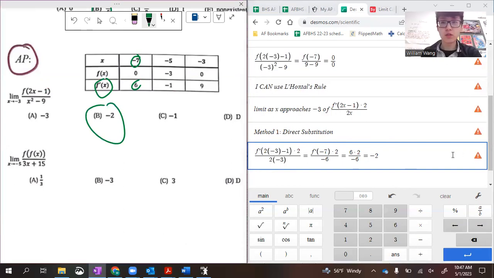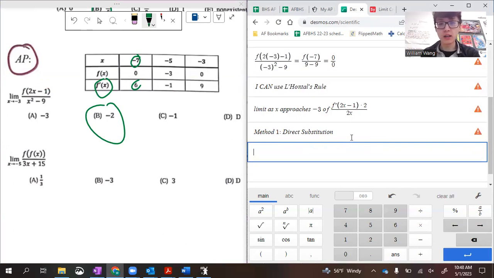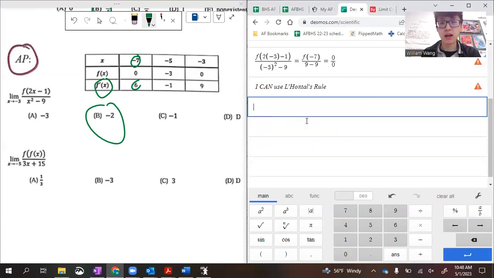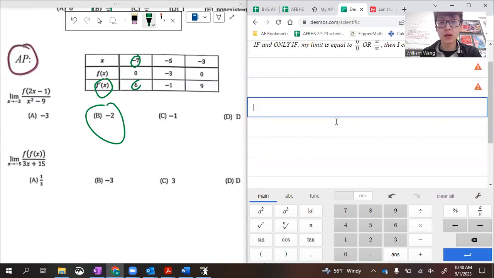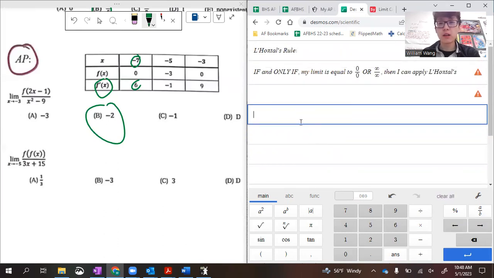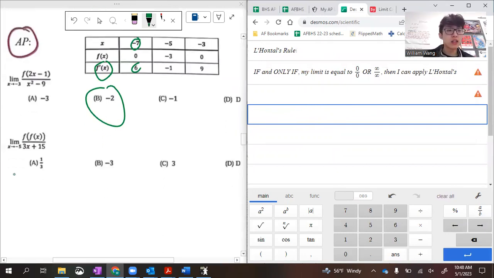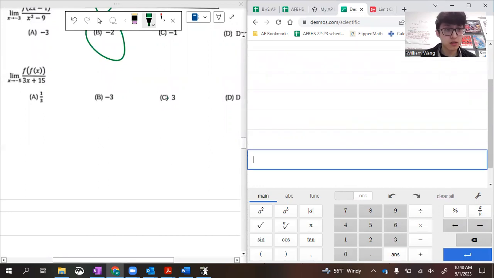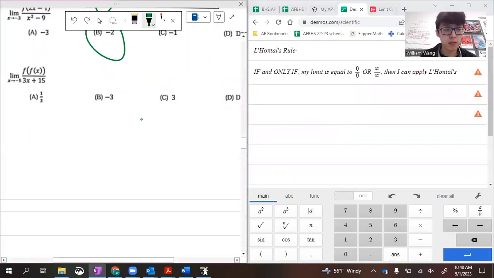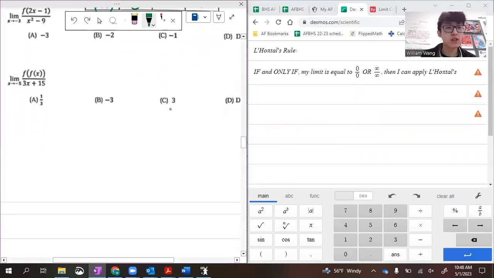Excellent. Cool. Hopefully that makes sense. Let us go on to the next few problems. All right, L'Hopital's rule. This one's also going to be L'Hopital's rule, this next problem. However, we don't know that, right, to start off with.